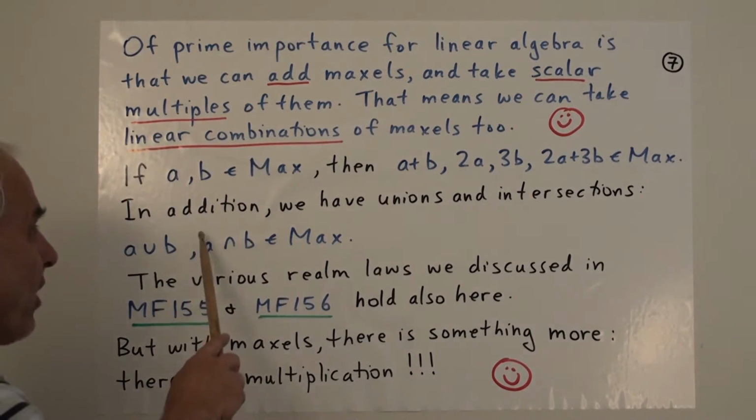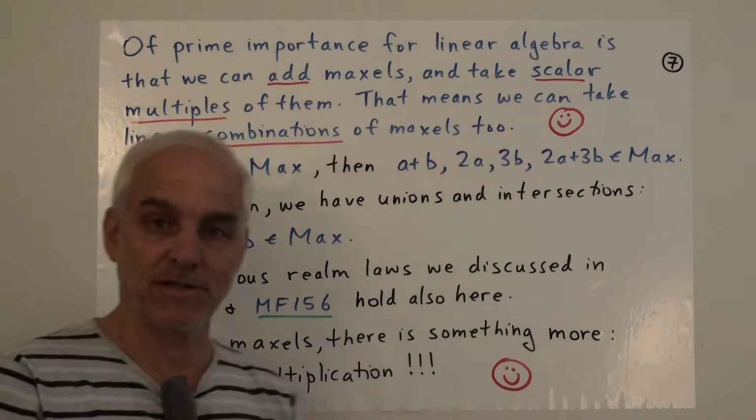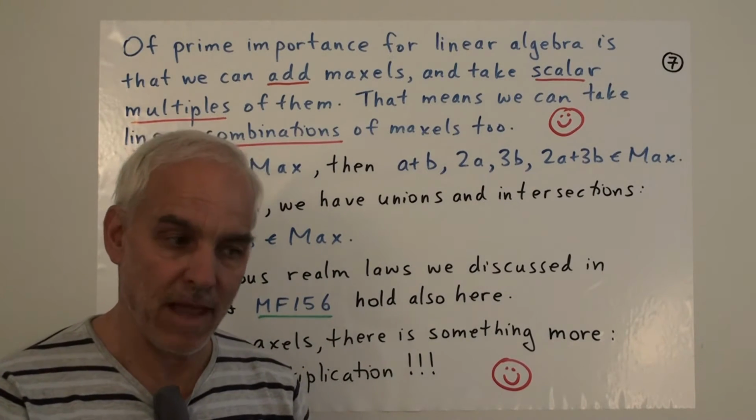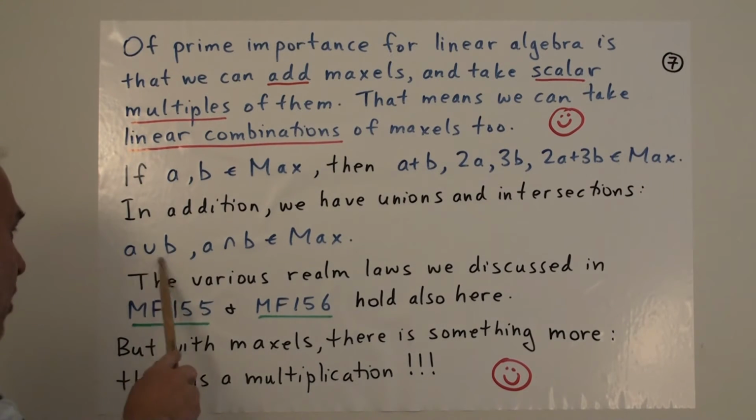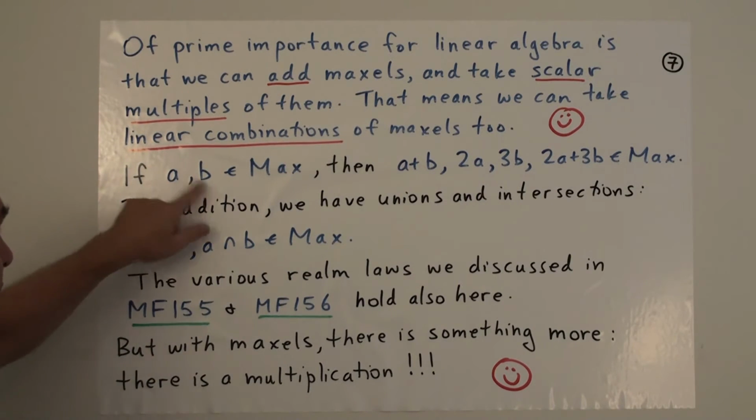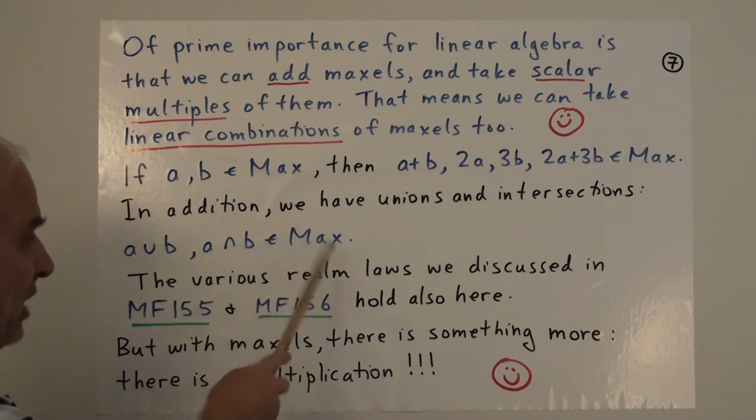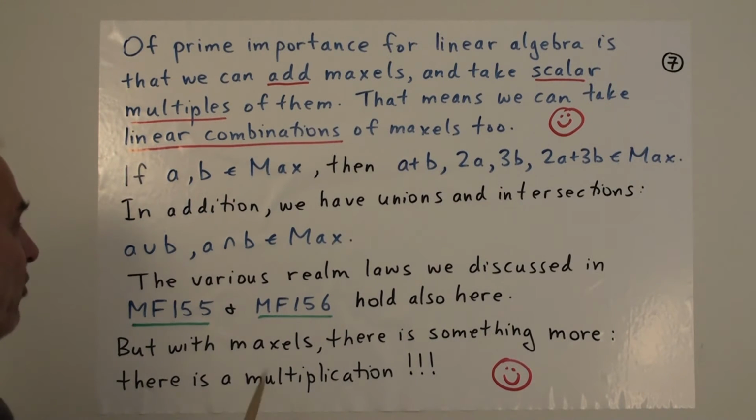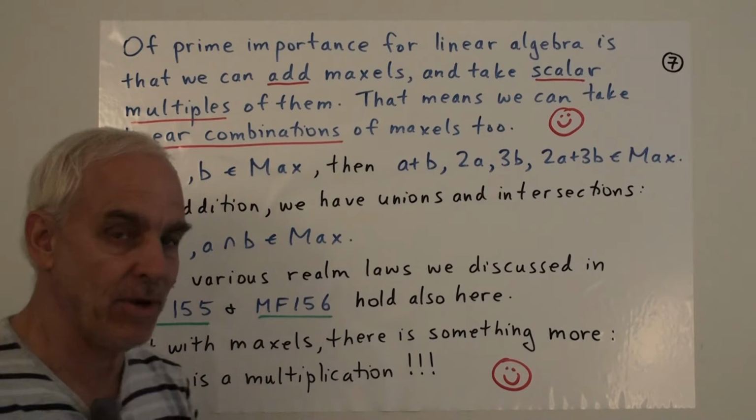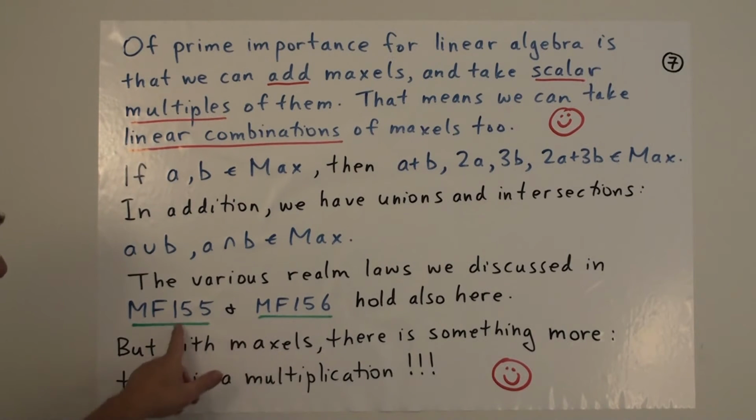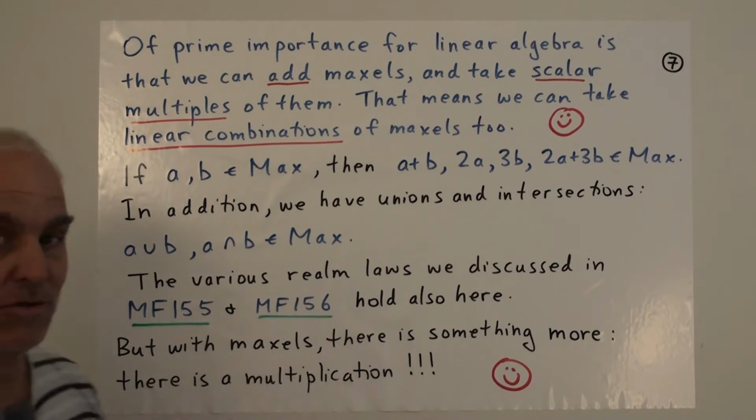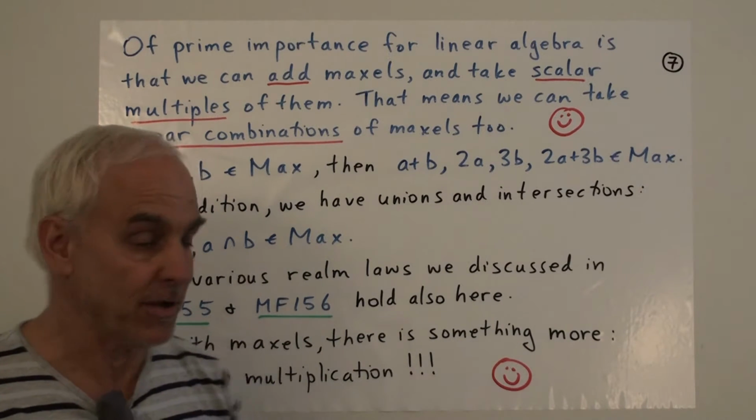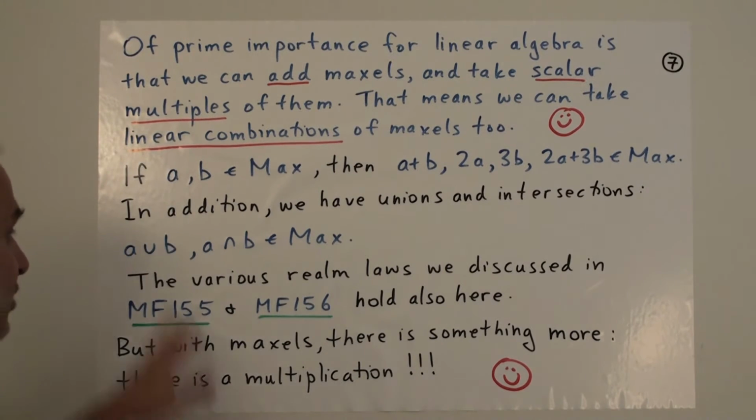But in addition, we have unions and intersections, things which don't get that much press in linear algebra usually. But we're also in a position of taking the union of two Maxells and taking the intersection of two Maxells. And I've already mentioned that the various set laws that we discussed in these two videos, Math Foundations 155 and 156, hold also here, so you might want to refresh your memory on that and just check in your minds that things are going to be holding here.